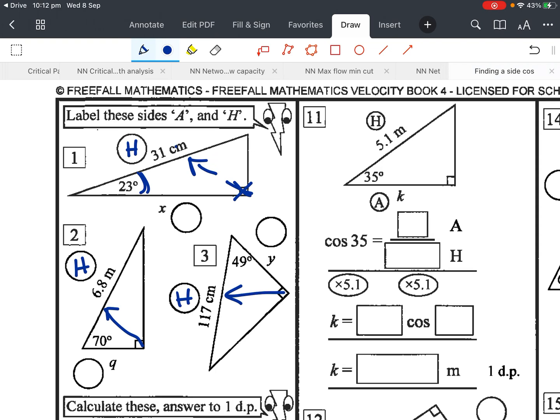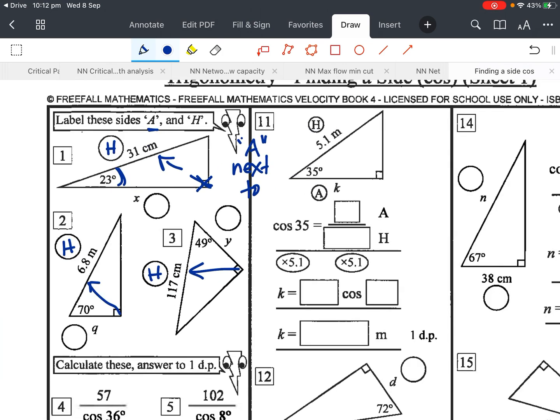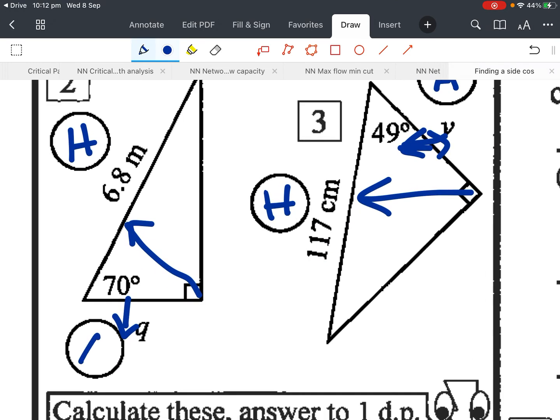So the other one, remember A or adjacent means next to. Remember that? So A means next to for adjacent. That means next to the angle of 23, next to the angle of 70, next to the Y side. Okay, next to, sorry, the angle of 49. Went the wrong way that time. So all of these are A's. So that's the second thing you have to do.